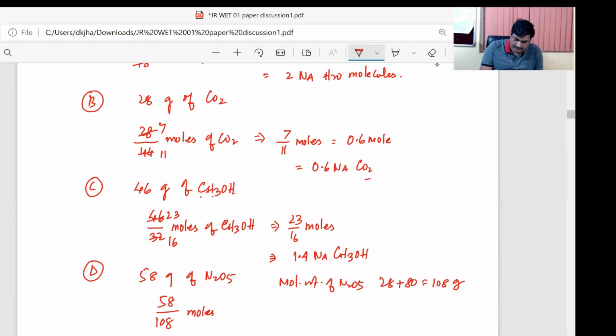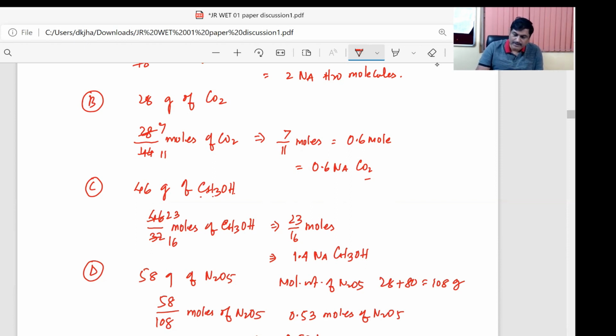So 108 gram is one mole of N2O5. Let's find the exact one here: 58 by 108. This will be around 0.53. So this will be 0.53 moles of N2O5. You can say here 0.53 Na. So very clear now. Okay.